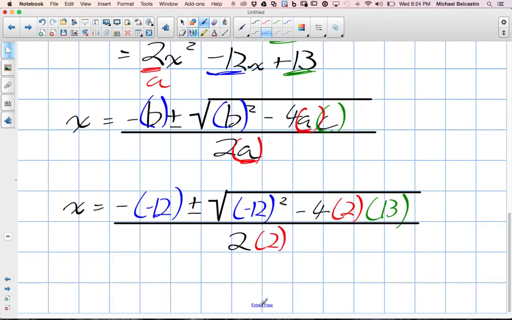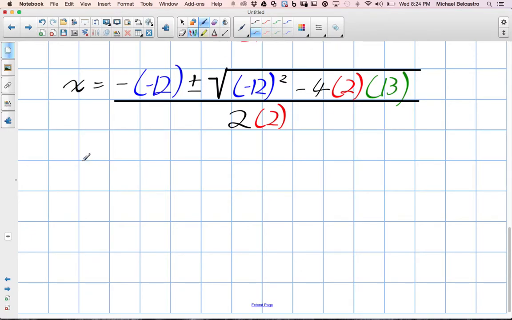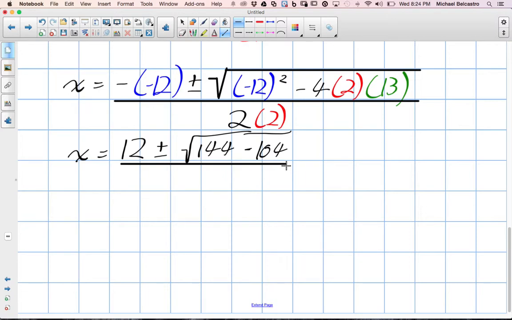Okay? So underneath the bracket is kind of going to be the first thing. We have x is equal to, this will become positive 12, so plus or minus, this will be 144. So 144 minus 2 times 13 is 26 times 4, 104? Yep, 104. So minus 104. And all of that will be above the number 4.